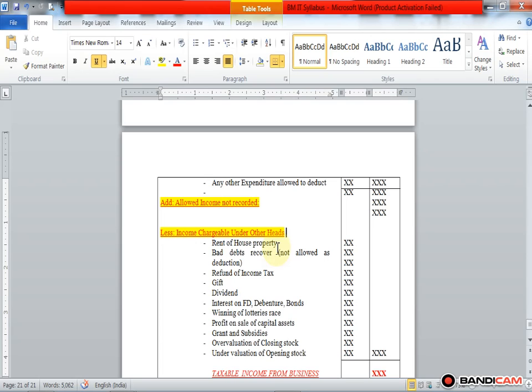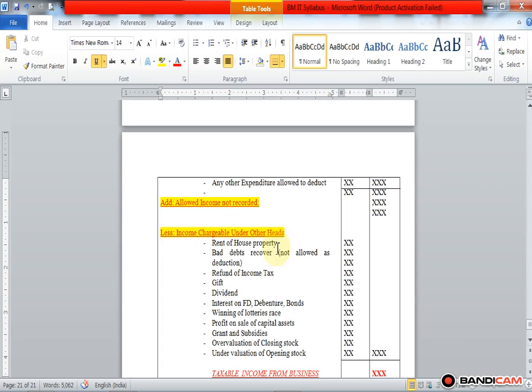minimize or deduct this income from the net profit so that our net profit is correct. Okay, then bad debts recovered. Bad debt recovered is also other income if the bad debts were disallowed in the previous year as a deduction. It means if in last year the bad debts were not allowed as a business expense, then in the current year these bad debts recovered are not a business income. Refund of income tax is also income from other heads. Gift is also another head. Those incomes which are not related to business are deducted from net profit.